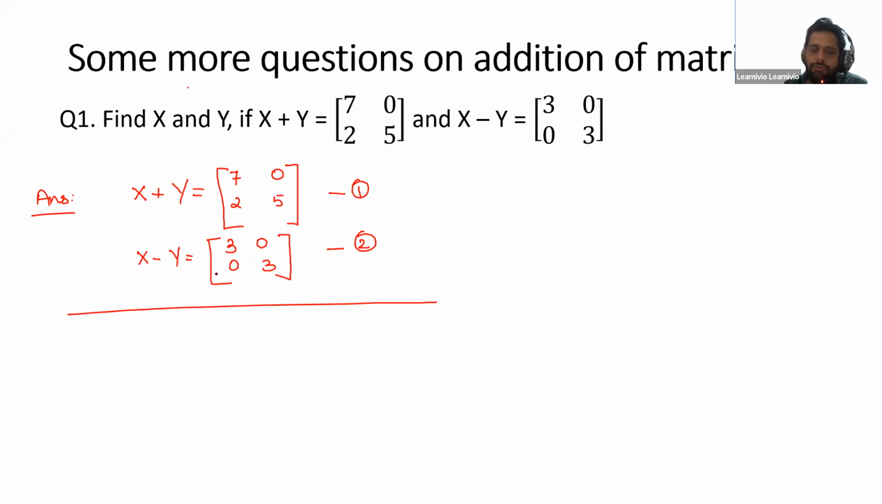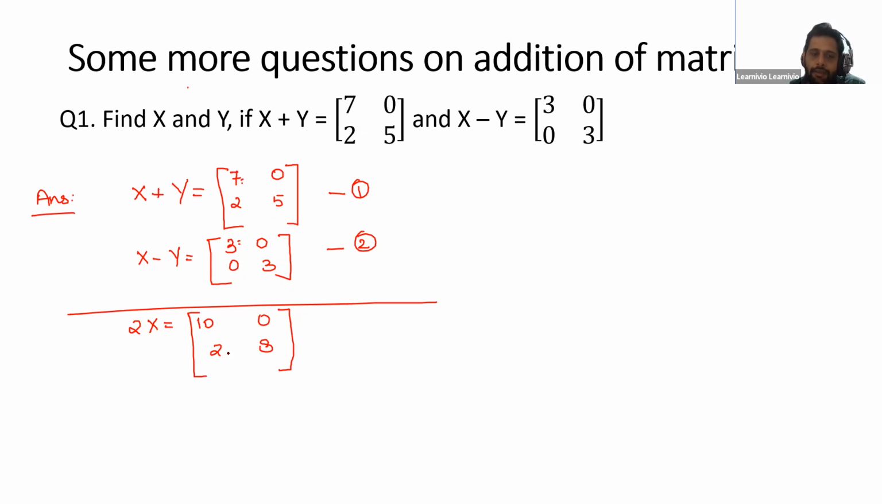Now what we will do, we will add these two equations. So what will happen? The y will cancel out, and x plus x becomes 2x. We have already discussed how we can add two matrices. We will add by adding the elements of the matrix. The first element will be added to the first element. So here you will get a 10, here you will get a 0, here you will get a 2, and here you will get an 8.